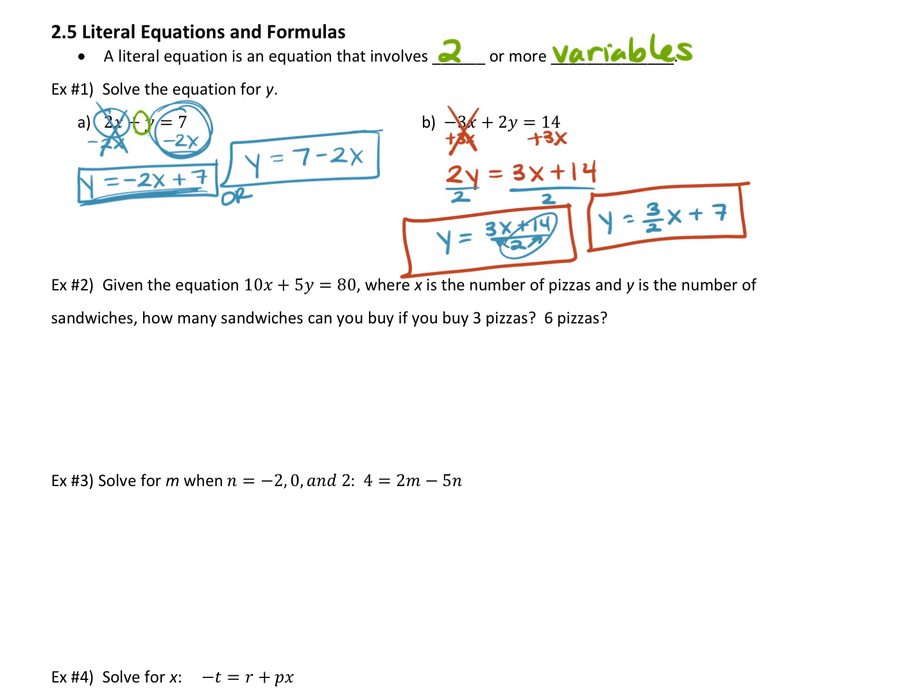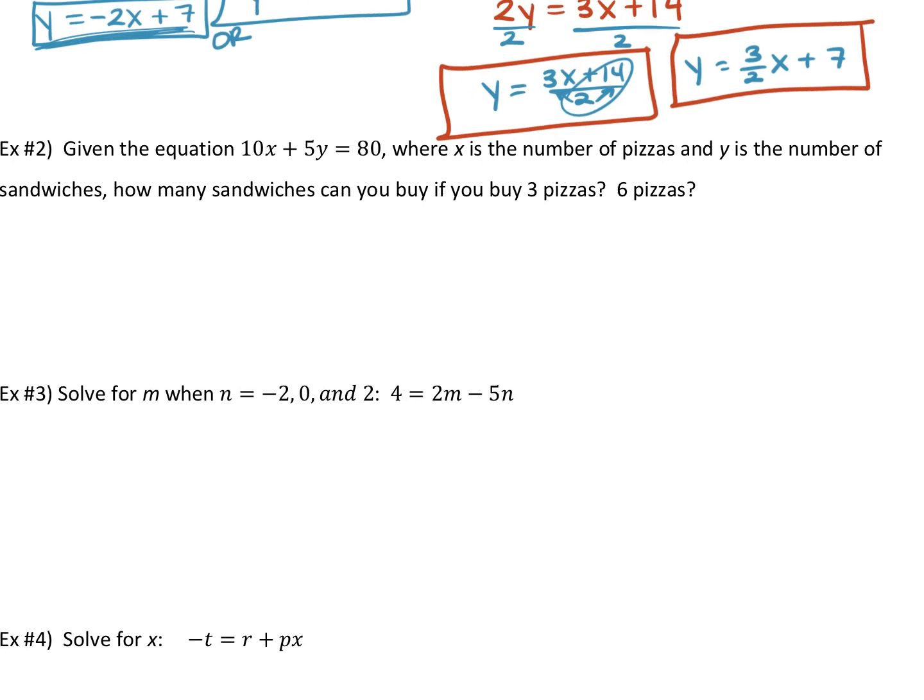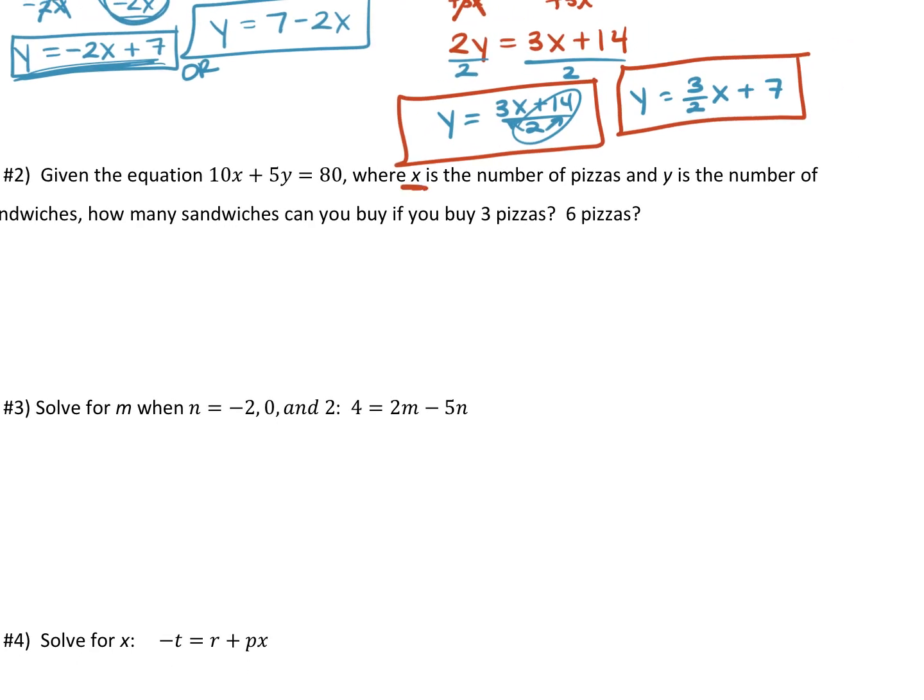Okay, so here's the deal. It says, given the equation 10x plus 5y equals 80, where x is the number of pizzas and y is the number of sandwiches, how many sandwiches can you buy if you buy 3 pizzas? If you buy 6 pizzas? Now, you could right now just plug in a 3 and plug in a 6 and then solve the equation.